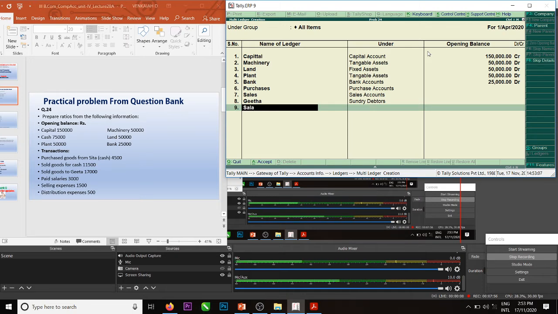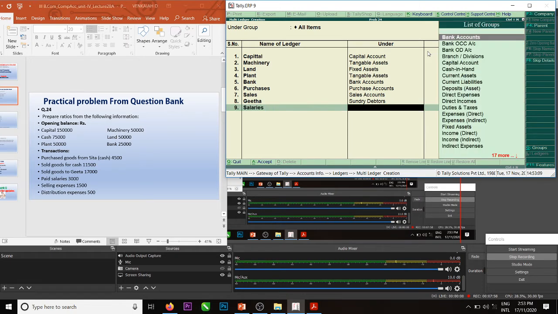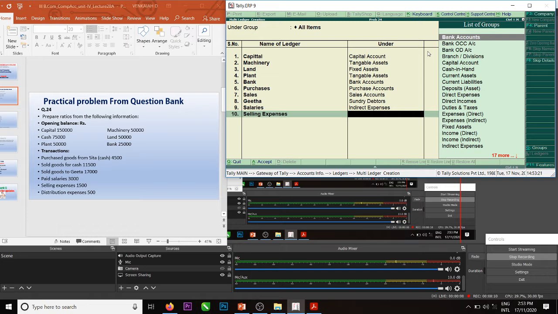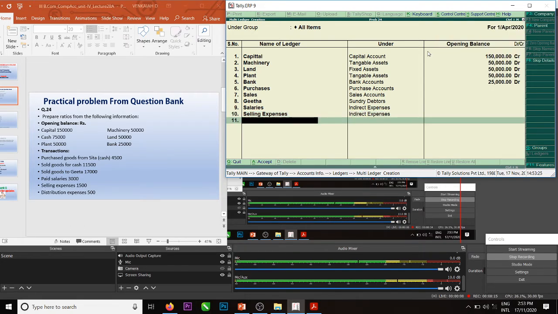Salaries, indirect expenses. Selling expenses, indirect expense only. Here also we can create a group, selling and distribution expenses. Selling and distribution we can make into one group, that is S&D.